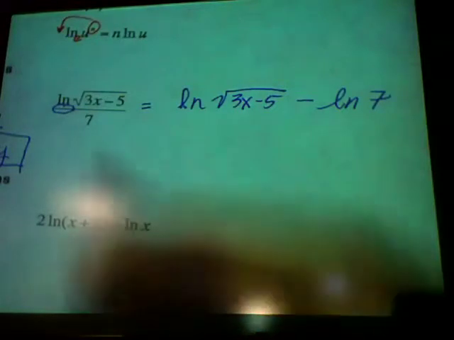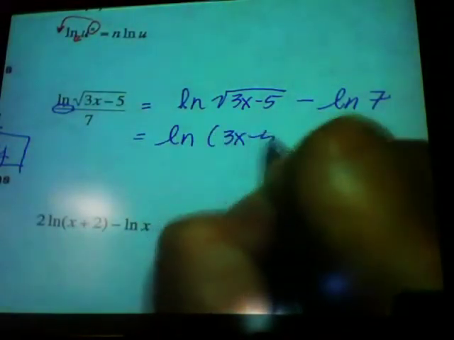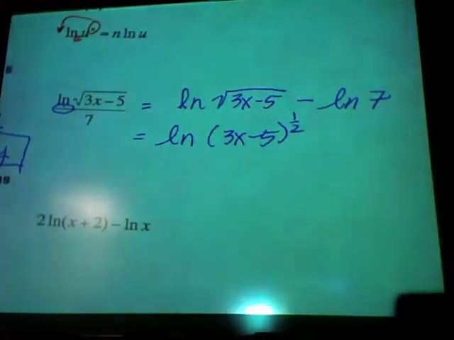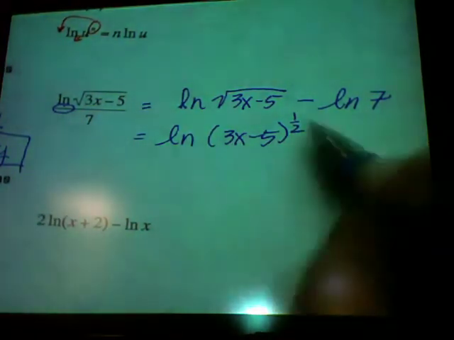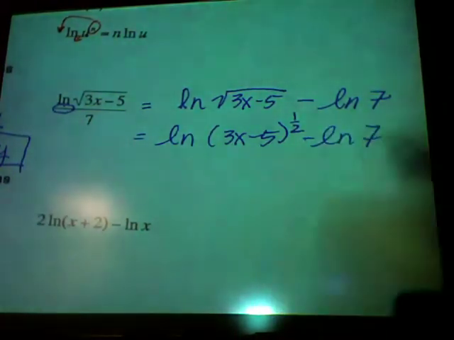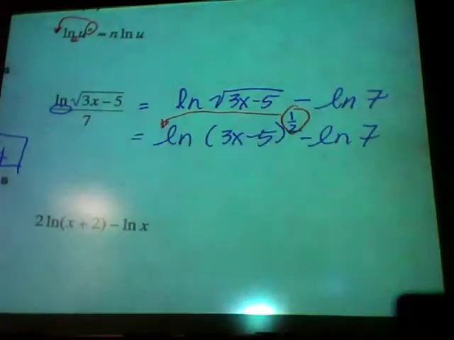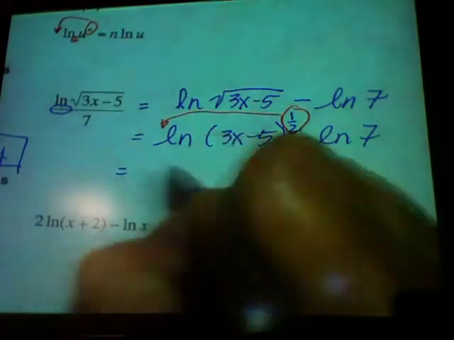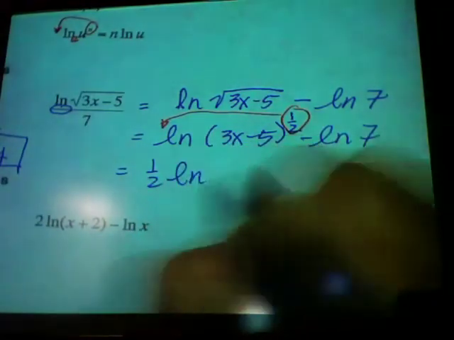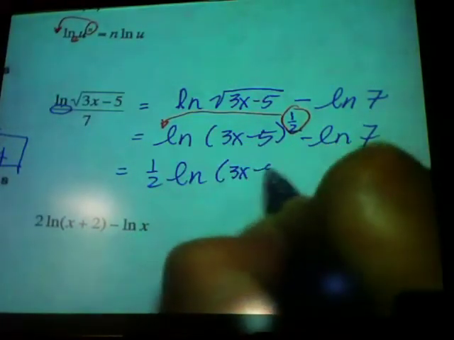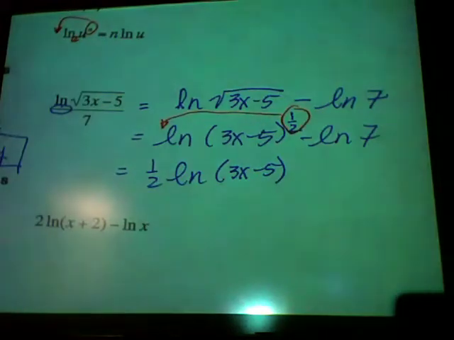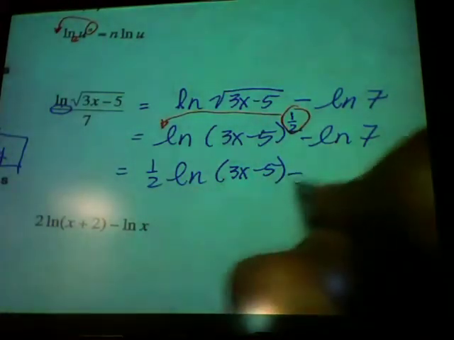So let's look at it. This is actually natural log of 3x minus 5, raised to the 1/2, minus the natural log of 7. Then this exponent gets swung out in front, and you end up with 1/2 times the natural log of 3x minus 5, and that 3x minus 5 does have to be in parentheses, minus the natural log of 7.